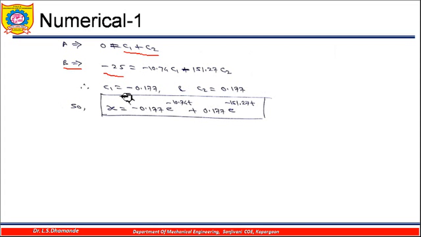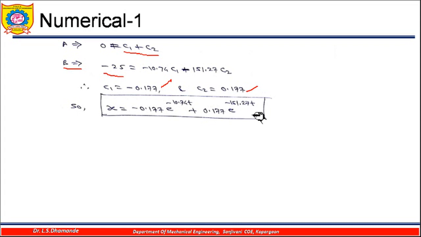So using these two equations I will get the value of C1 as minus 0.177 and C2 as 0.177. So definitely these two values have the same magnitude but different signs. One is minus, another is plus. So x is equal to minus 0.177 e raised to minus 10.74 times t plus 0.177 e raised to minus 151.27 times t.